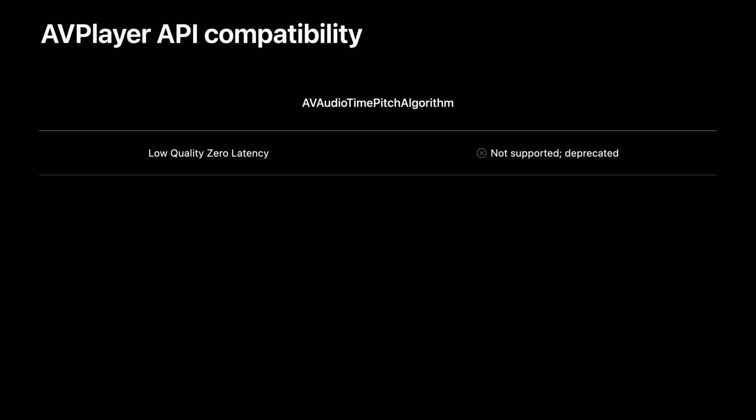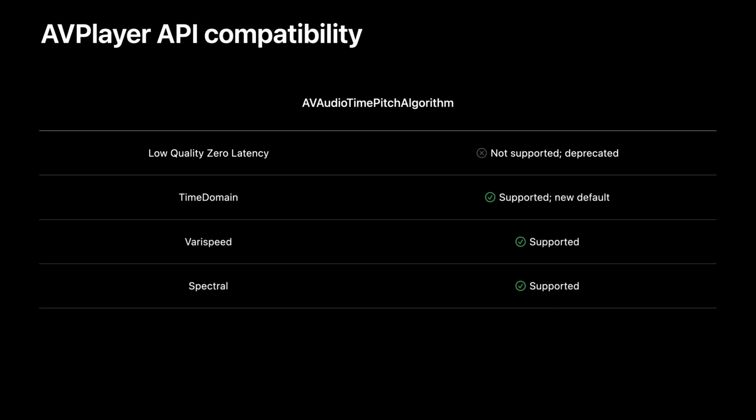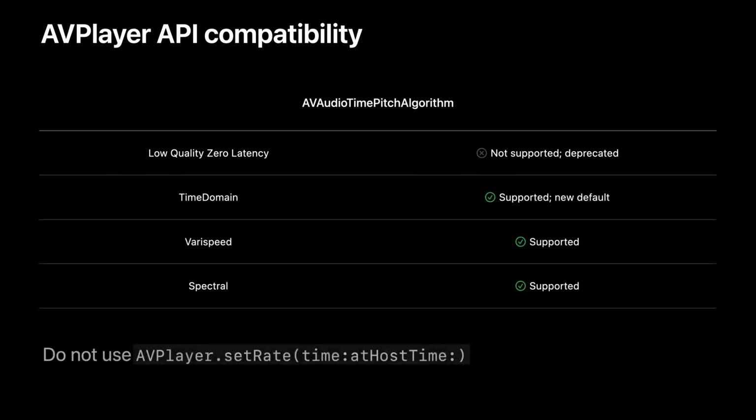The default time pitch algorithm on iOS used to be low quality zero latency. This value is now deprecated in iOS 15. Low quality zero latency is not supported for coordinated playback, and you should watch out for code resetting to this now deprecated value. Use one of the other algorithms instead. Also, do not use AV Player's set rate time at host time function with an AV Player Playback Coordinator, because it is vital that the playback coordinator is in charge of player timing, which is incompatible with external startup sync.